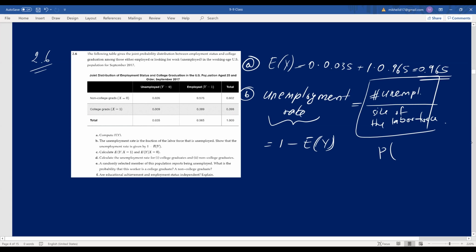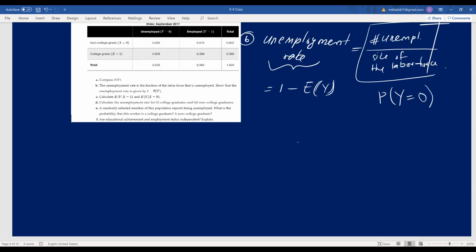Probability of people unemployed? Probably, that's right, but how would you write it using our notations? The probability is that Y equals 0. Am I right? Why? Because 0 means that you were unemployed. So what is this, 0.035? That's the probability that y equals 0. So that's the probability that you are unemployed, guys.